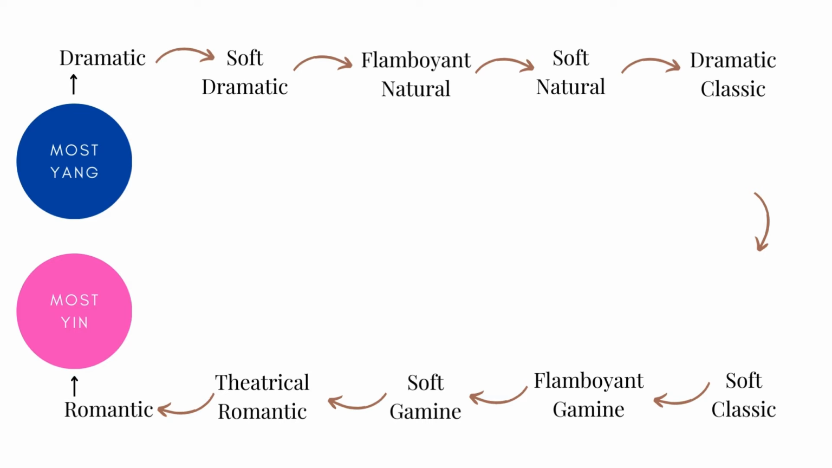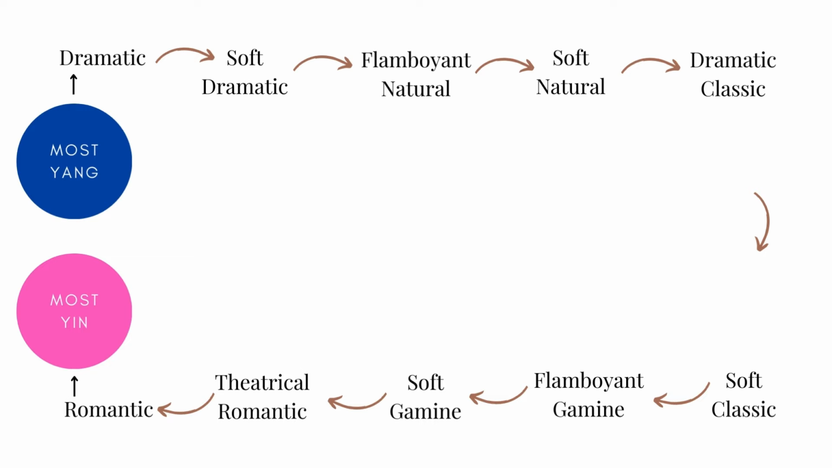Going from most yang dominant to most yin dominant, the original 13 image identities are dramatic, soft dramatic, flamboyant natural, natural, soft natural, dramatic classic, classic, soft classic, flamboyant gamine, gamine, soft gamine, theatrical romantic, and romantic. Kibbe later modified this list of 13 down to a list of 10 by removing all the pure types.